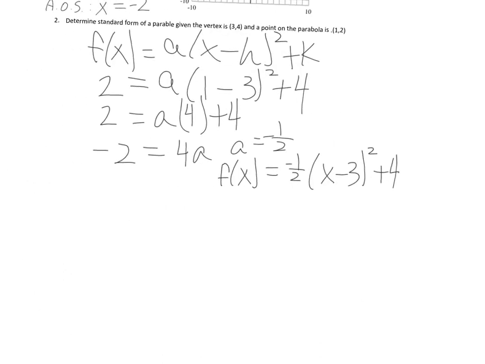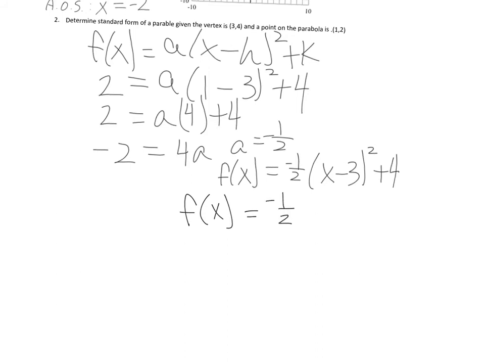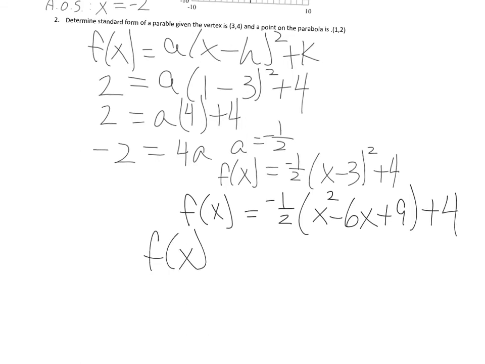Now that is vertex form, but now we want standard form. So we need to distribute this out. First we need to square the x minus 3, which would be x minus 3 times x minus 3, which is x squared minus 6x plus 9, plus 4. Distribute in the half. Distributing the half will give us negative half x squared. Negative 1/2 times negative 6x will give us positive 3x, minus 9 over 2.